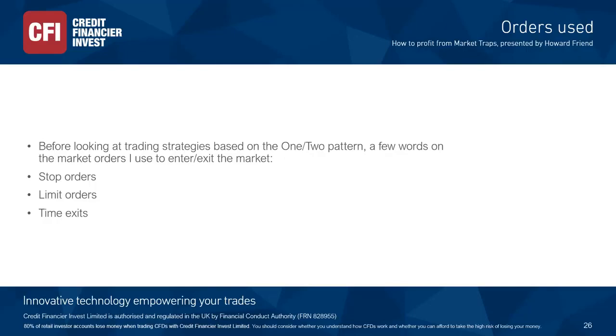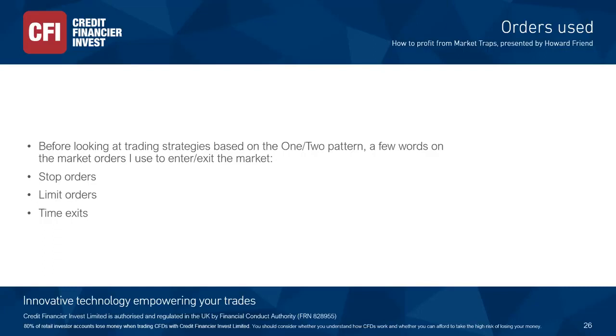Okay, so I'm sure everybody is familiar with the stop and limit orders. They are the common orders that one would use when trading. So when you place a trade, you protect yourself with a stop order, and when you want to take profits, or maybe even you want to buy the market lower down, you'll use a limit order. But the third one, which not many people tend to use or even talk about, is the time exit. So what is a time exit?